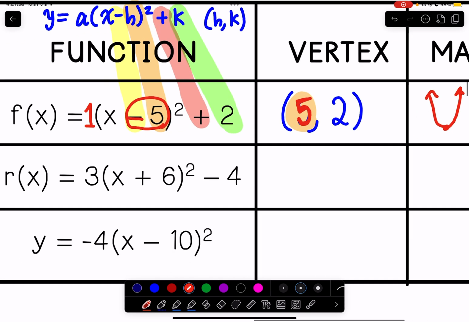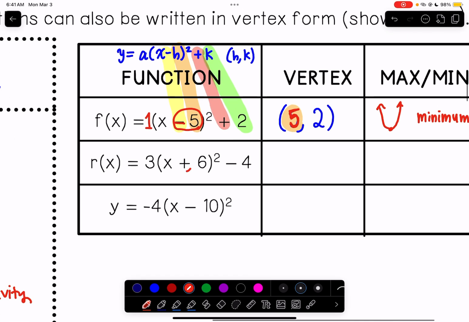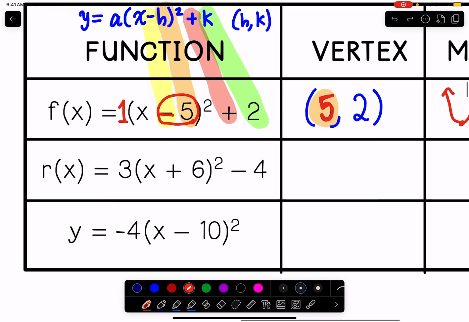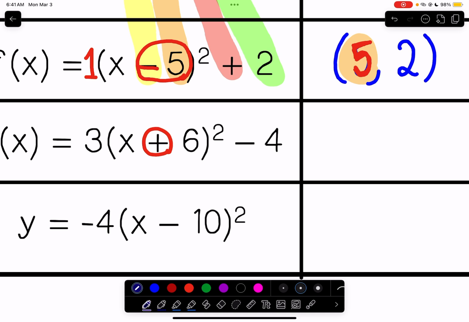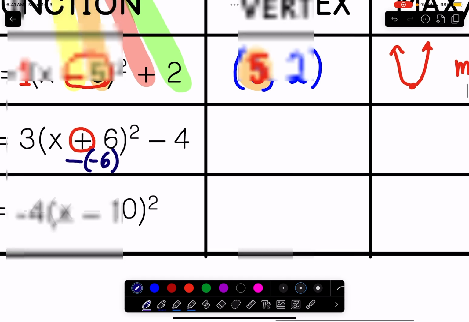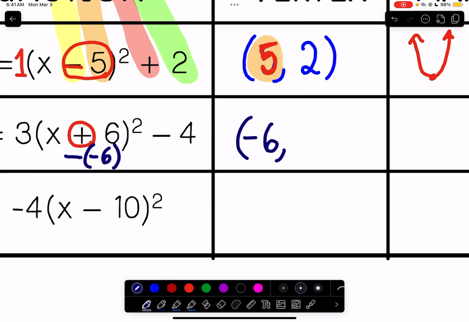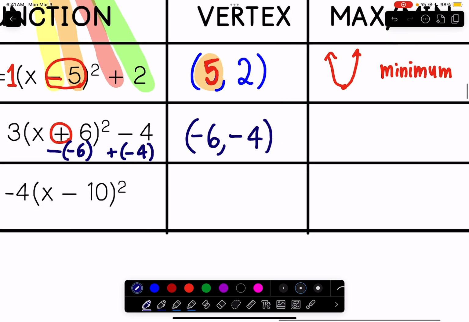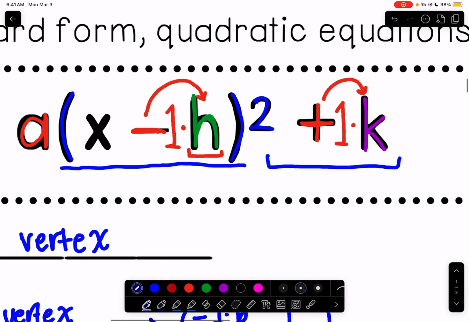Okay, now let's look at this r of x down here. All right, first of all, I do not see a minus this time. So this and this do not match. What that can tell me is that plus a positive 6 is the same as minus a negative 6. So my h value is really negative 6, and my k value is really plus negative 4, so it is negative 4. So coming back to right here, what happens when you multiply by a negative? The sign flips. Hopefully that's what your prediction was.